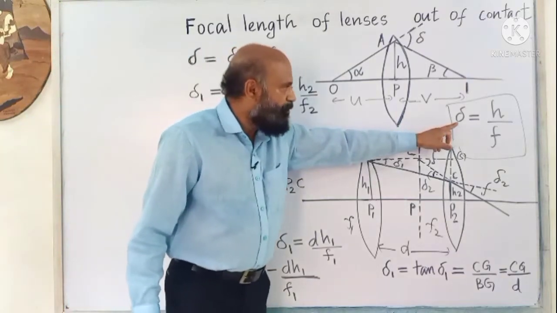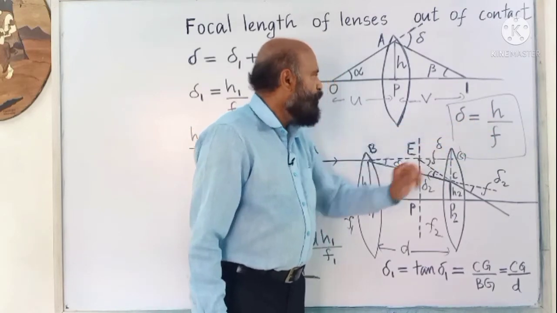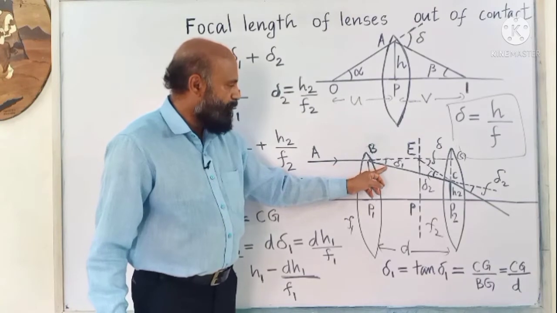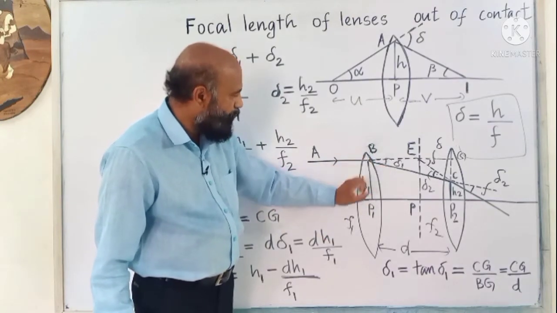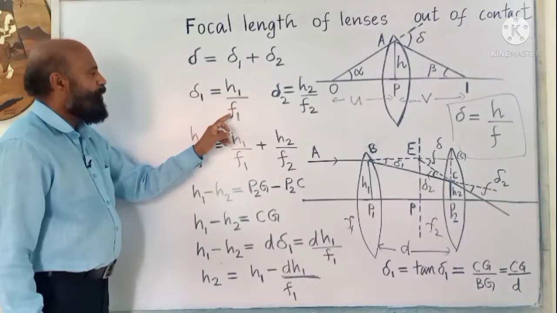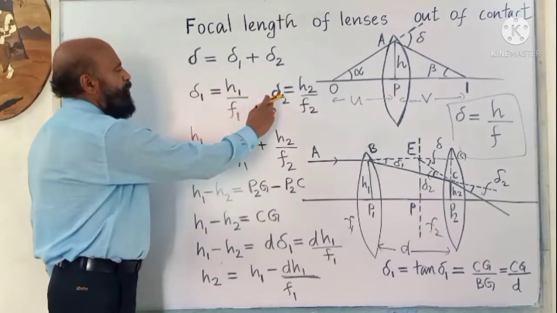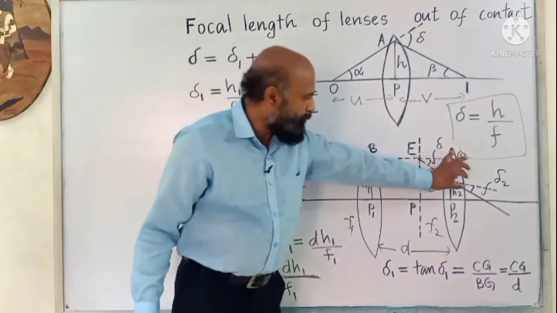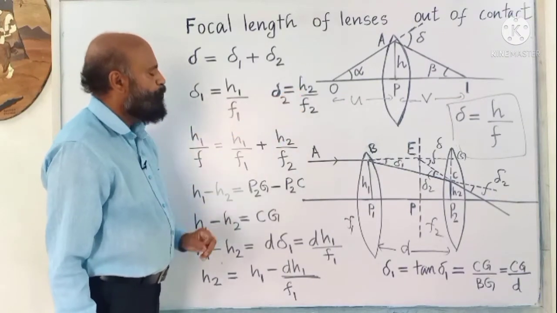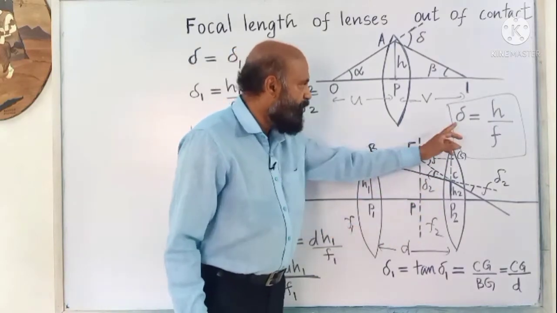You have already seen that the angle of deviation delta is h by f. So delta 1, the angle of deviation produced by the first lens, can be written as h1 by its focal length, so delta 1 is h1 by f1. Generally delta is h by f. Delta 2, the deviation produced by the second lens, is h2 by f2. The net deviation produced by this system of two lenses is delta.